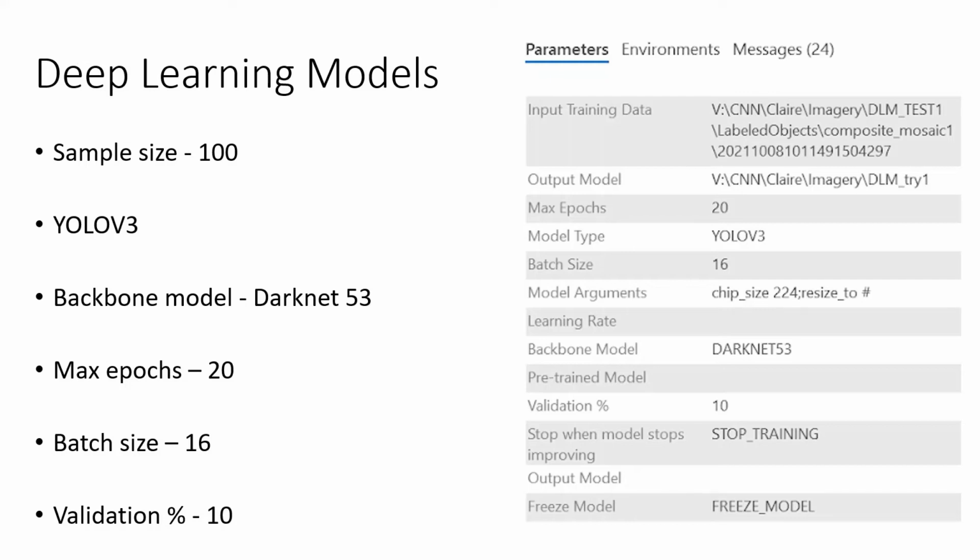So the maximum number of epochs was kept at 20, and an epoch is when the training data are passed through the neural network one time. The batch size, which is the number of images used in every epoch to train the network, was kept at the default of 16, and the validation percent, which is the percentage of training samples that are used to validate the model, was kept at 10%.